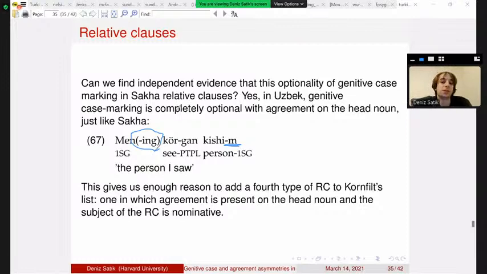So I think Baker isn't right here. I don't think it's merely a superficial morphological fact. I think it's an important morphological fact. And I believe that this gives us enough reason to add a fourth type of relative clause to Kornfeld's list, one in which agreement is present on the head noun, and the subject of the relative clause is nominative. So type 4. I think we have enough reason to add that to her survey.